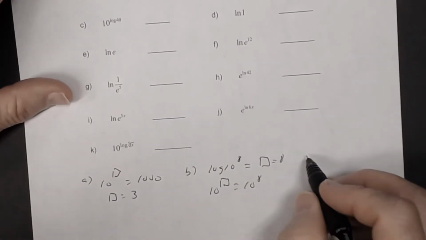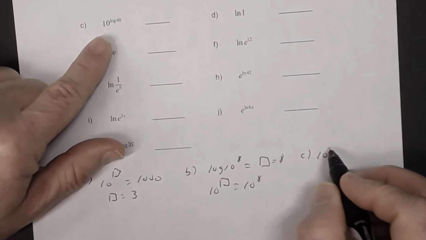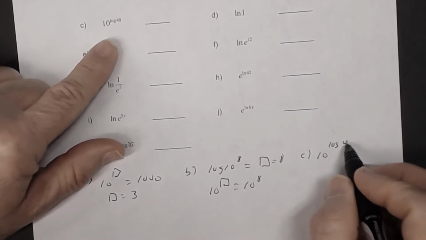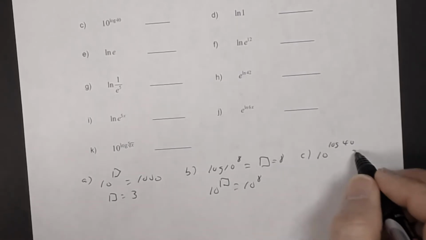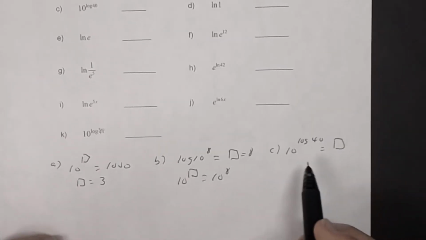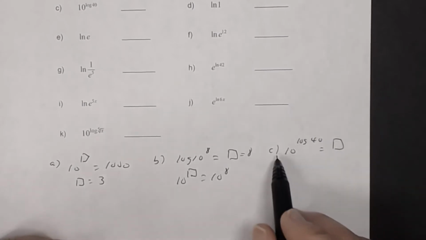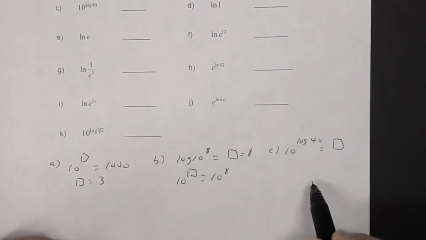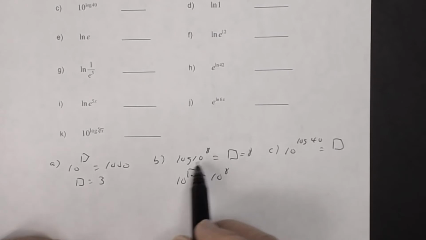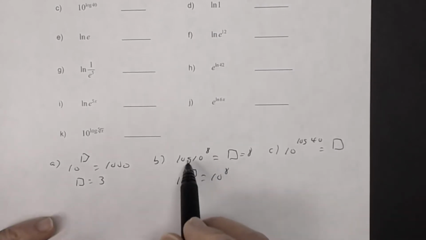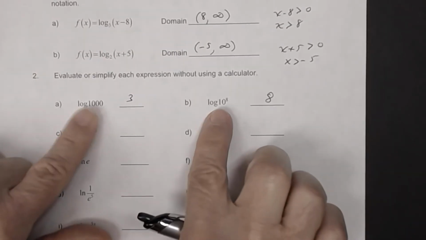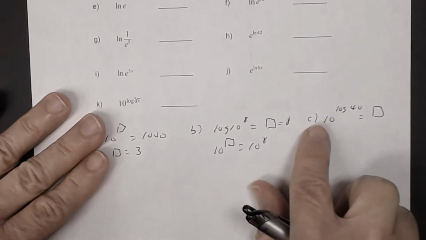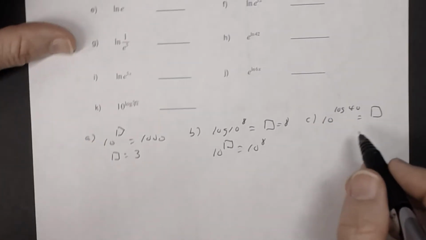All right. C, we have 10 raised to the log of 40 base 10. All right. So again, let's go ahead and let that equal box. Now notice though that the logarithm is in the exponent, so this is an exponential. Let's convert that to a logarithm. The first two were logs. We wrote these as log equations, converted these to exponentials. Here, this is an exponential, so let's convert that to a log.